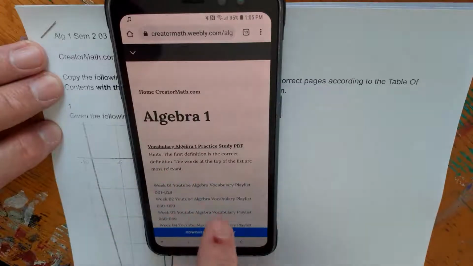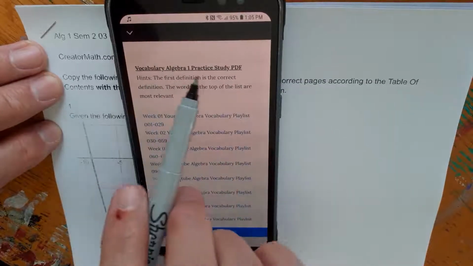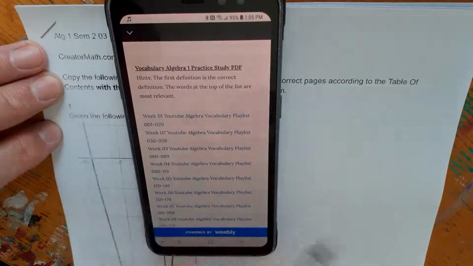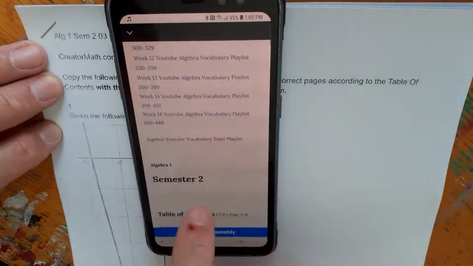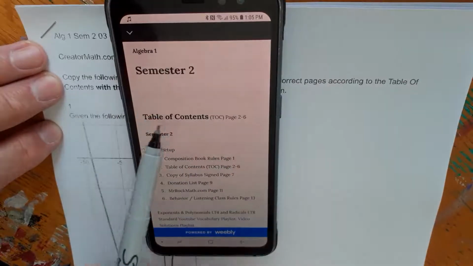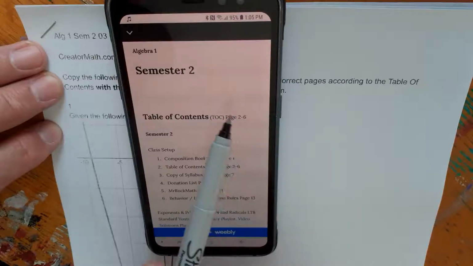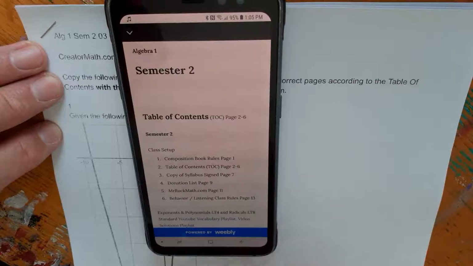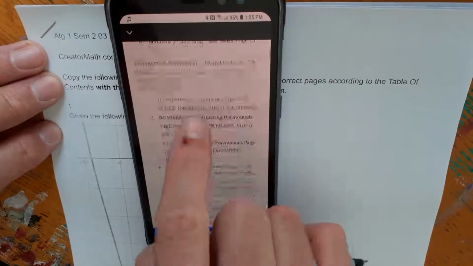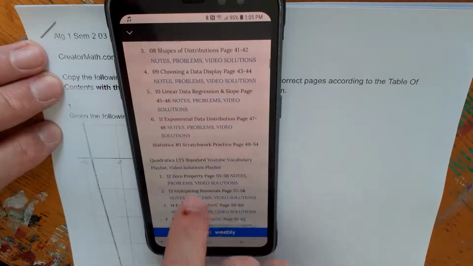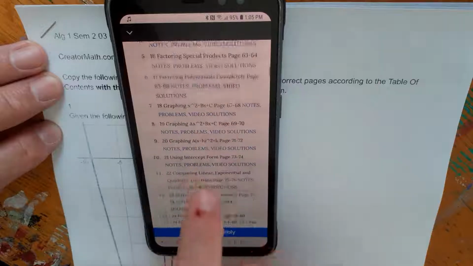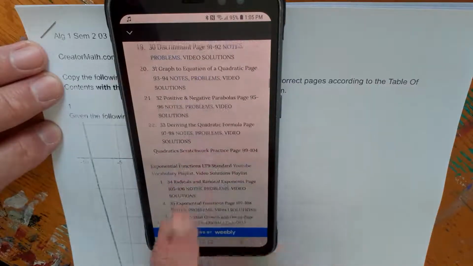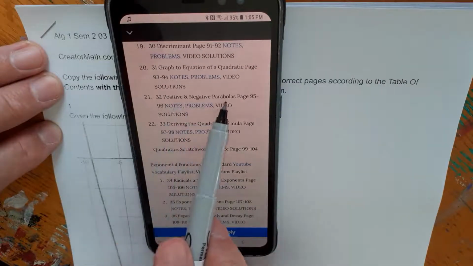You're going to pass by the vocabulary stuff. This is the all-important vocabulary PDF you need to do your assignments in vocabulary. Go to Semester 2, Table of Contents. You should have copied this into pages 2 through 6 of your composition book a long time ago, but if not, do it now. Let's go to the proper unit, which is quadratics, and all the way down to lesson 21, which is positive and negative parabolas.